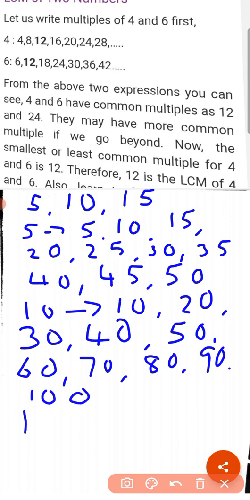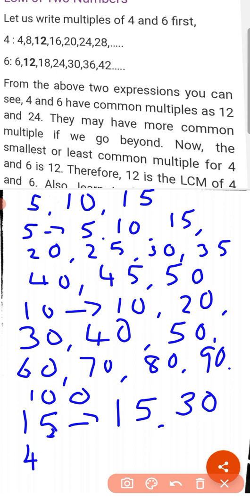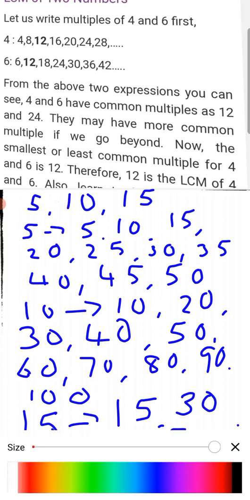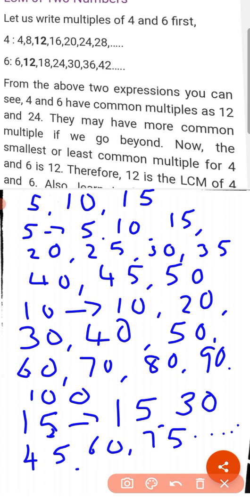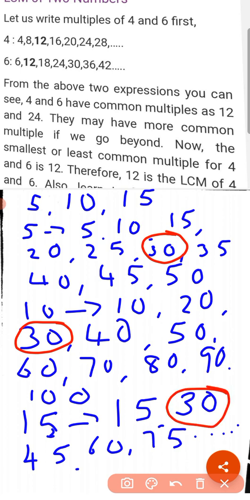Next write a few multiples of 50. Now children, find the common multiples. Only one multiple is common so far, 30.